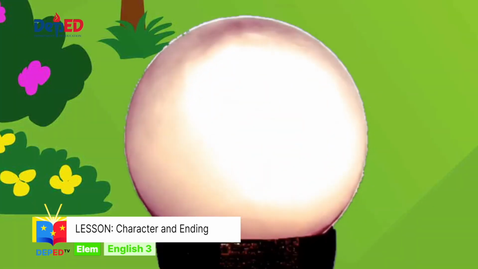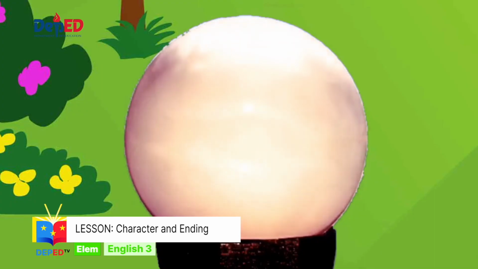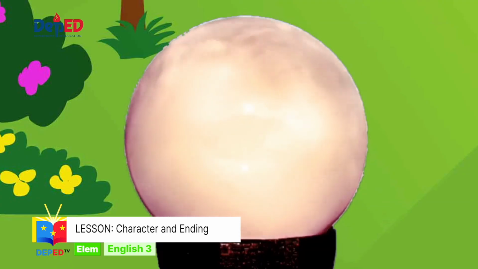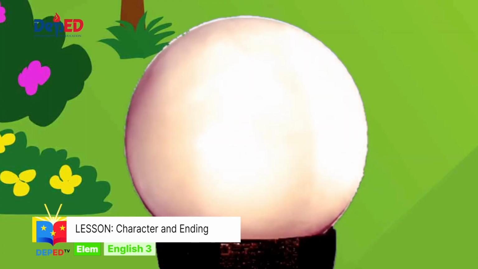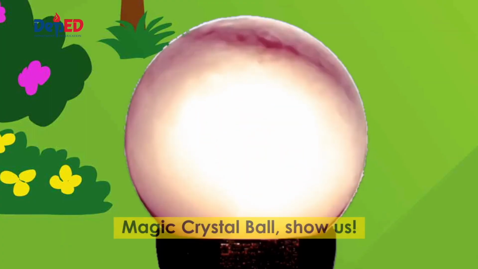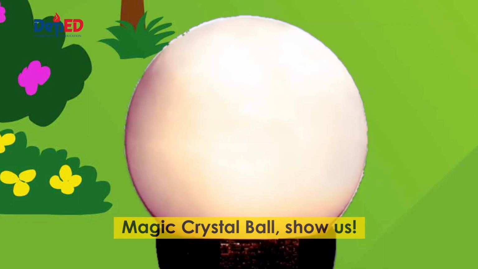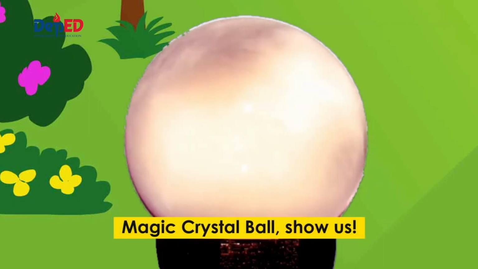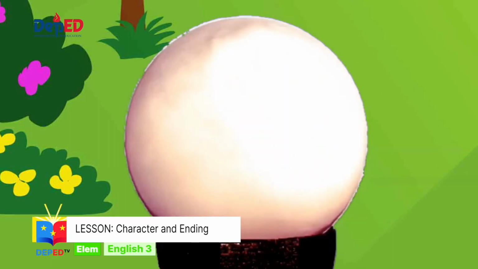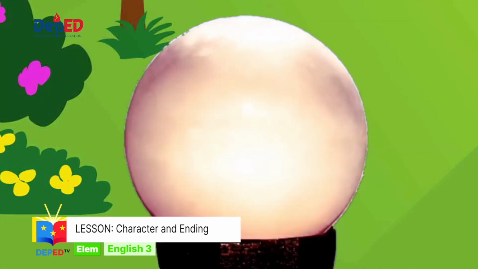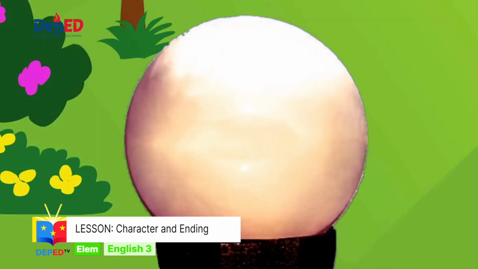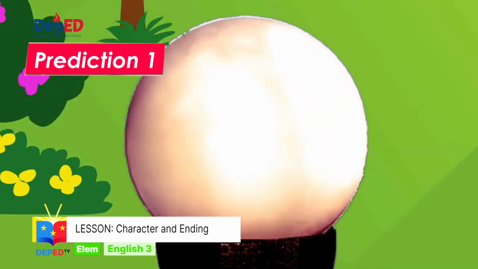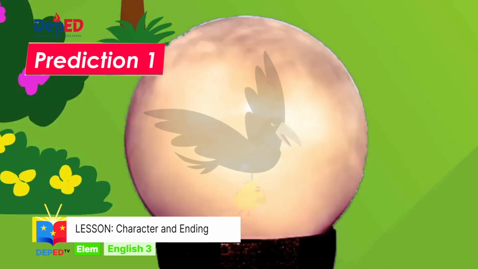Now let us ask our magic crystal ball to show us what possible endings we can come up with. Let's say our magic words. Magic crystal ball, show us. Say it with me. Magic crystal ball, show us. Great! Take note of the events as the magic crystal ball will show two possible endings. Let's take a look at number 1.